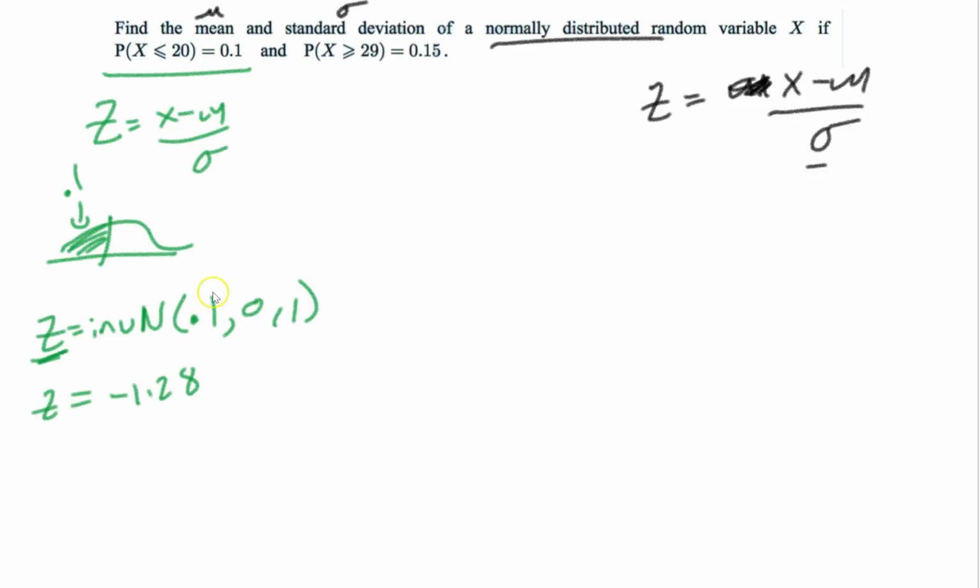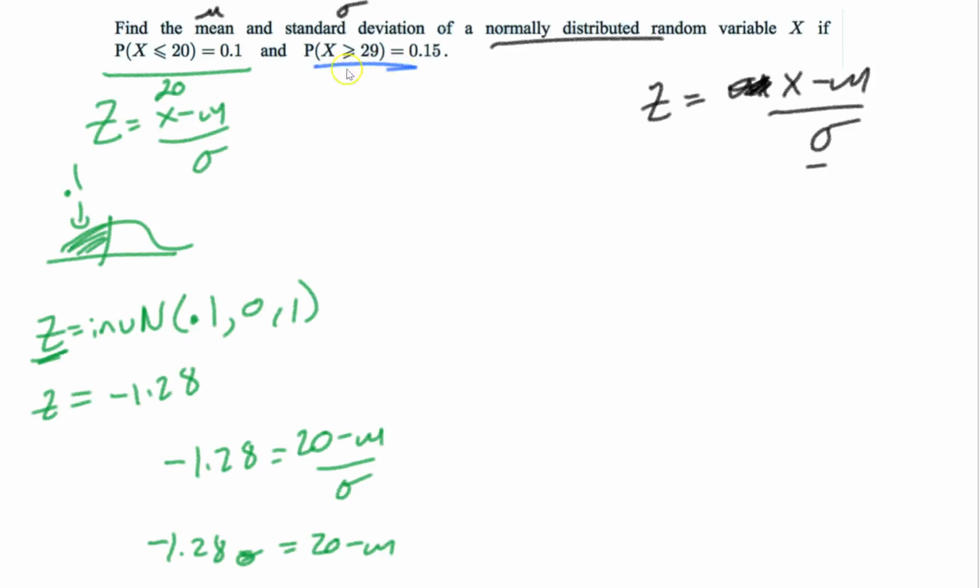So that's my z. So my equation here, I have negative 1.28, it's my z, equals, well, x in this case was 20. So 20 minus mu over standard deviation. So that's as far as I could go. Actually, I can make it a little pretty. I'll multiply both sides by standard deviation. Standard deviation, 20 minus mu. Just so it's not as ugly. Now we've got to do the next one. We've got to do this one. Same idea, same formula.